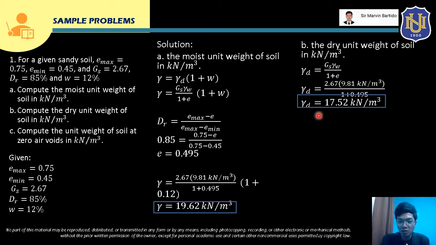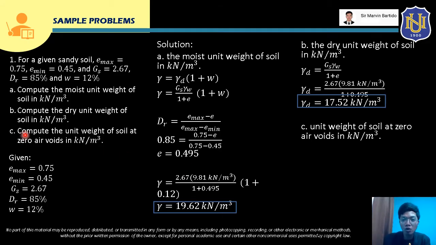So this should be less than the moist unit weight, class, because here the water is absent, right? In gamma dry. Now, for letter C, we have to compute the unit weight at zero air void.